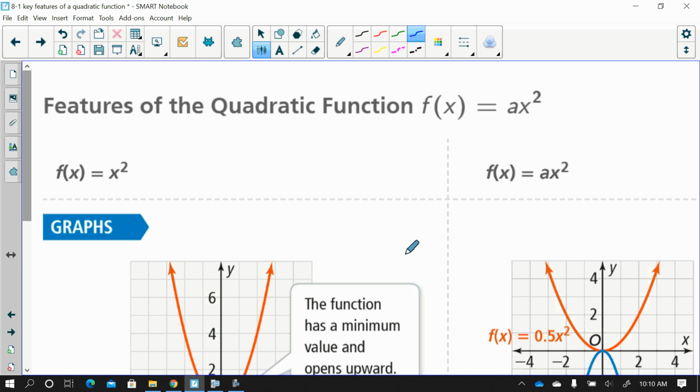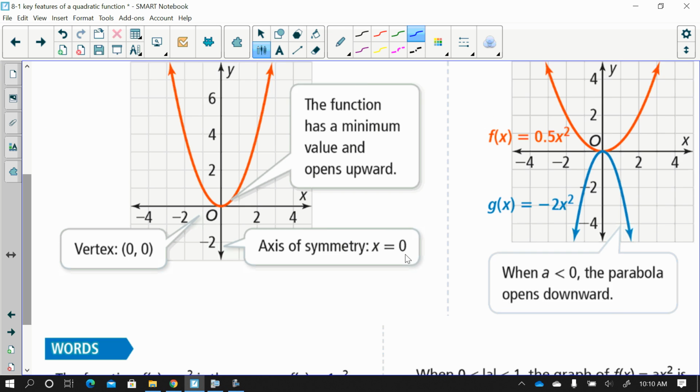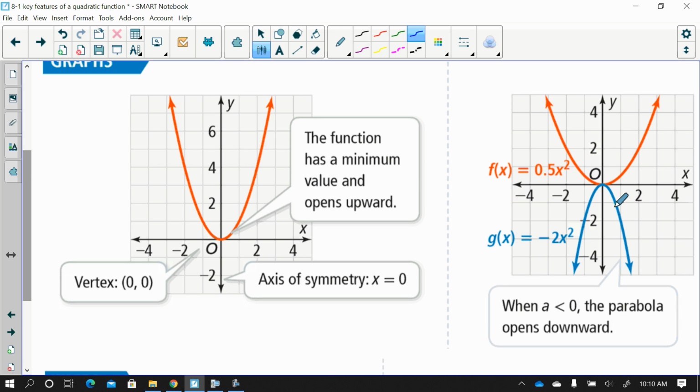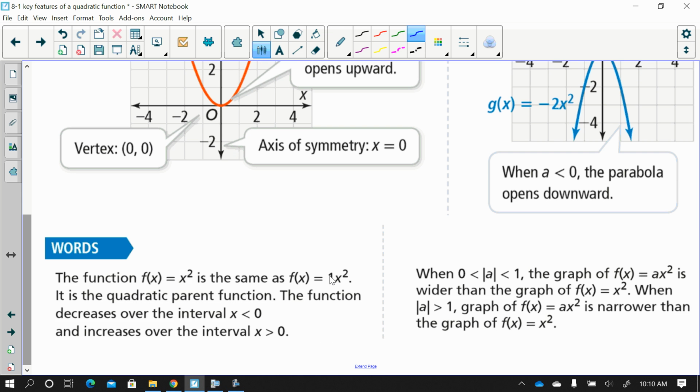Okay, so again, remember, minimum or maximum. So this would be called a minimum because it's the lowest point in that vertex. This one would be a maximum because it's the highest point. Okay, vertex is important, axis of symmetry is important, which way it opens is important.